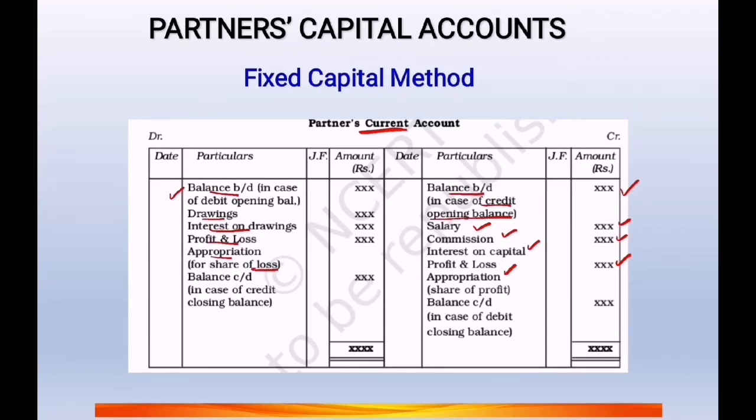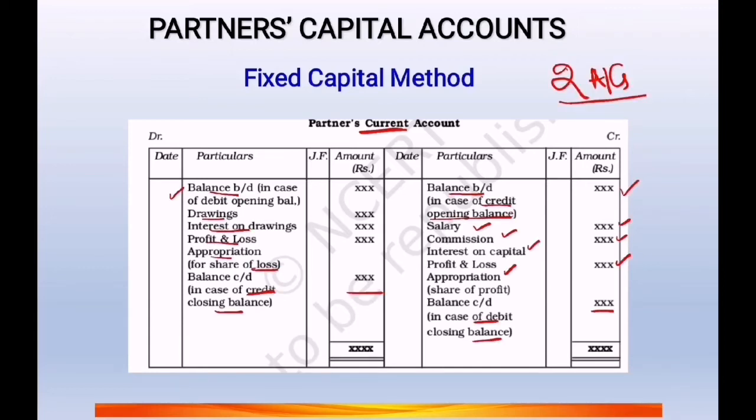After doing all this, the credit side will be deducted from the debit side, and whatever the balance is, it can be on the debit side or on the credit side, which means the current account may have a debit balance or credit balance. So we all must remember that under fixed capital method, we have to prepare two accounts. Two accounts must be prepared. One is capital account and another is current account.